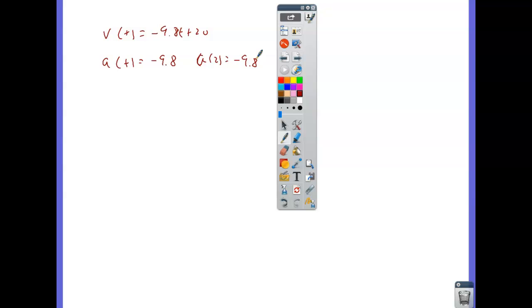Okay. Now, let's do something completely different. Let's say I gave you an acceleration that is negative 9.8. How do I get to velocity? You're going to take the antiderivative. So you can integrate. So you're going to raise its power by 1 and divide by the power I get. Agreed?